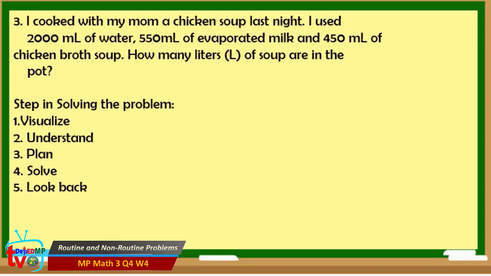Number 3. I cooked with my mom a chicken soup last night. I used 2,000 milliliters of water, 550 milliliters of evaporated milk, and 450 milliliters of chicken broth. How many liters of soup are in the pot? Steps in solving the problem. First, visualize. Second, understand. Third, plan. Fourth, solve. And finally, look back.